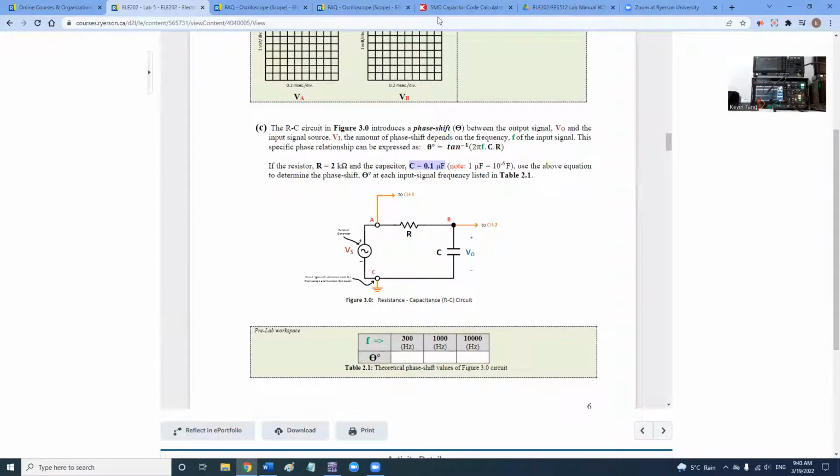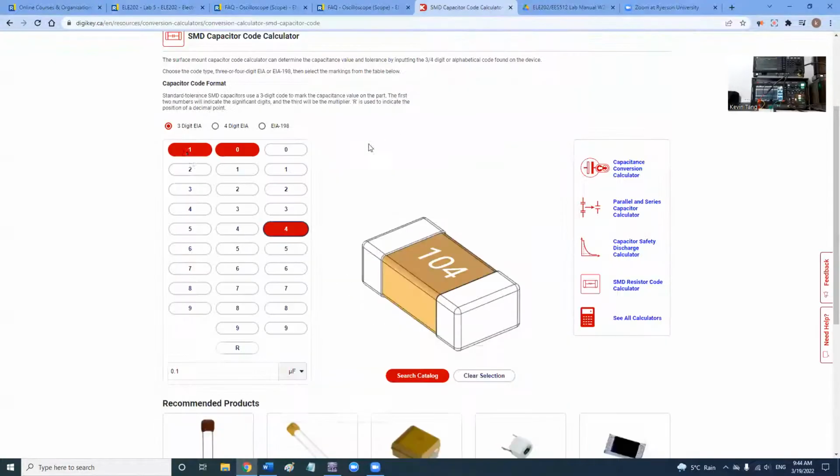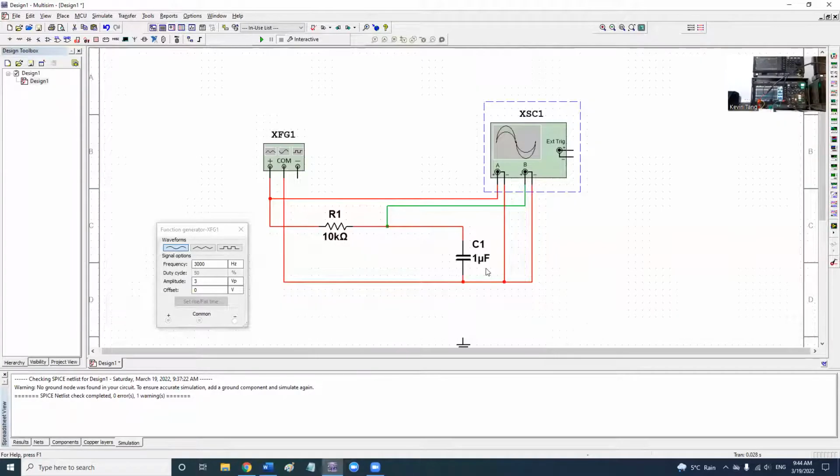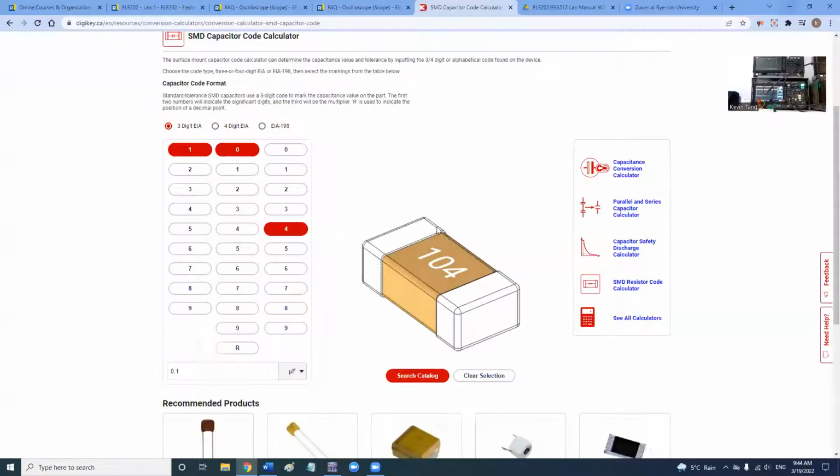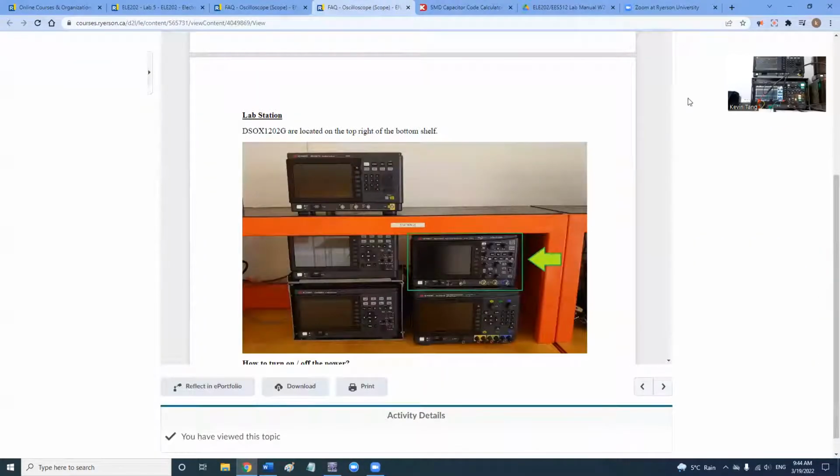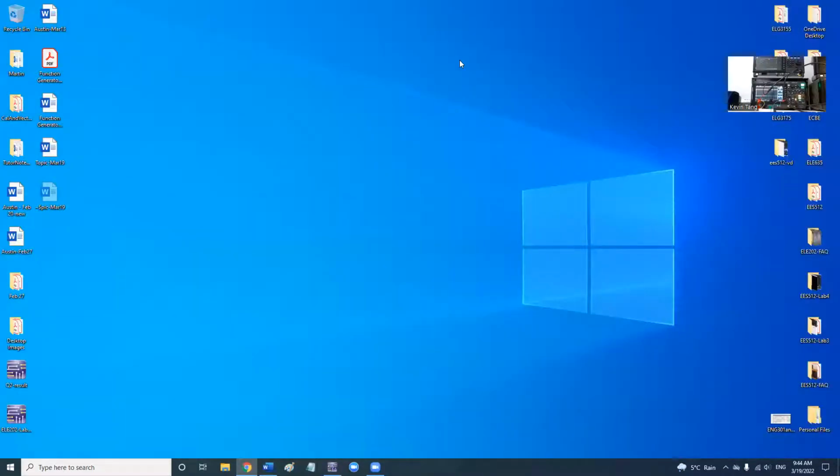So when you come to the lab, you will need to grab 104. On the capacitors, the green one, there should be a code 104 on there. That's the capacitor you need to find. But for this example, I'm using 1 μF, so my code should be 105. Just 10 times 10^5 nF. That's how the things calculate. But anyway, let's go back to stop sharing.